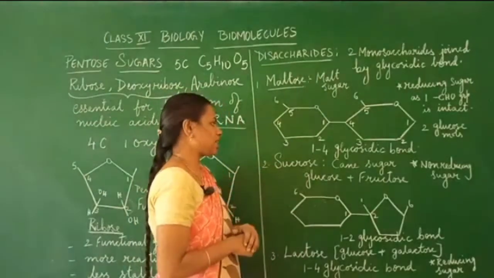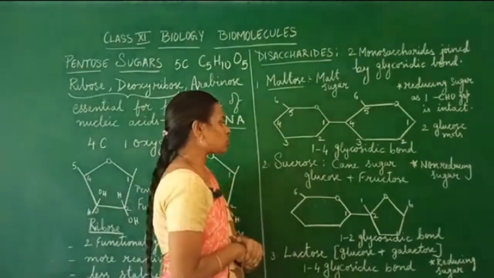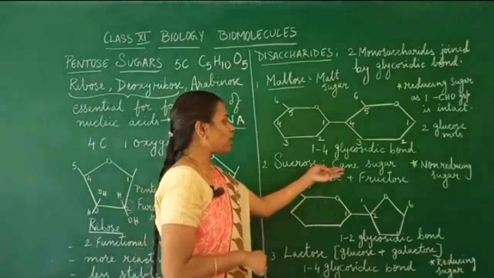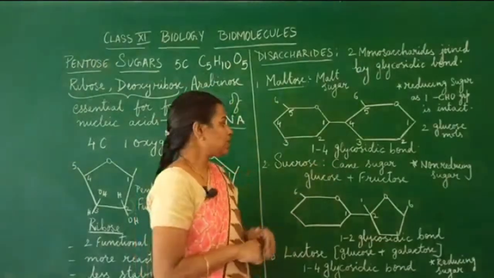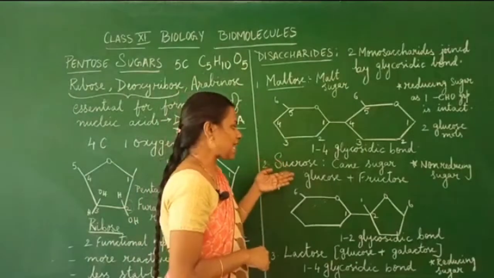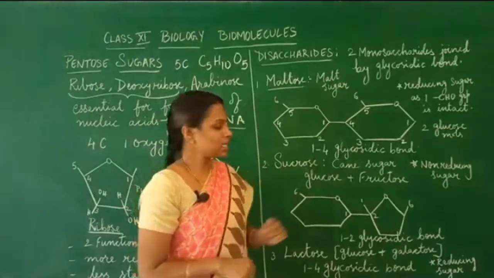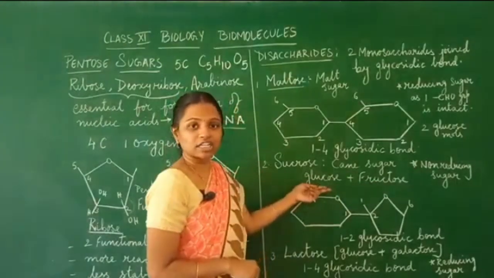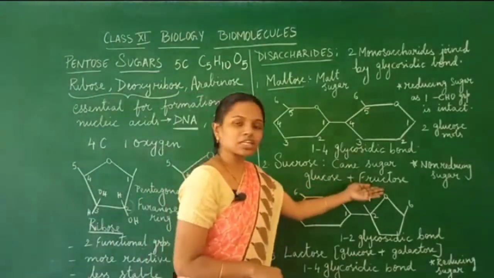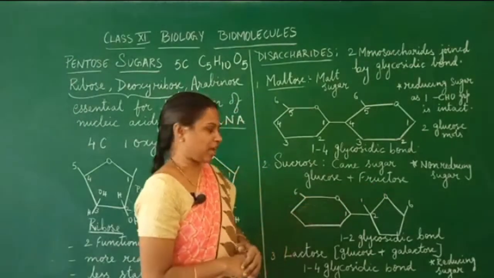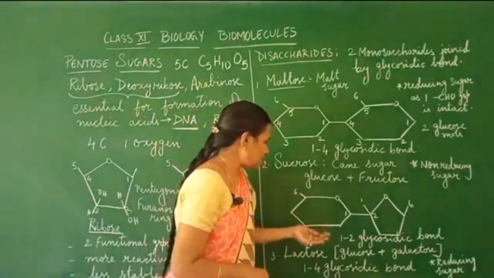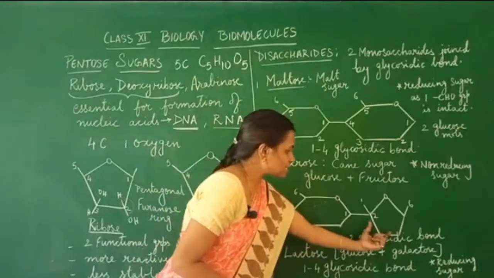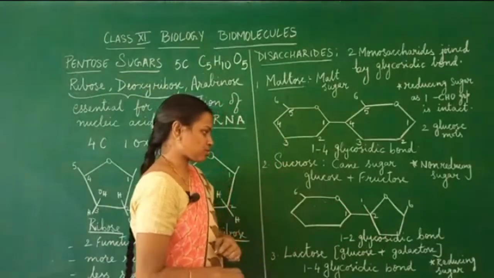Now, coming to the next one, that is sucrose. Sucrose is mostly seen in sugarcane. That is why it is also called cane sugar. This sucrose, or the disaccharide, is actually formed by glucose and fructose. Glucose has got a pyranose ring and fructose has got a furanose ring. Now, here you can see it very clearly. This is the pyranose ring of glucose and this is the furanose ring of fructose.